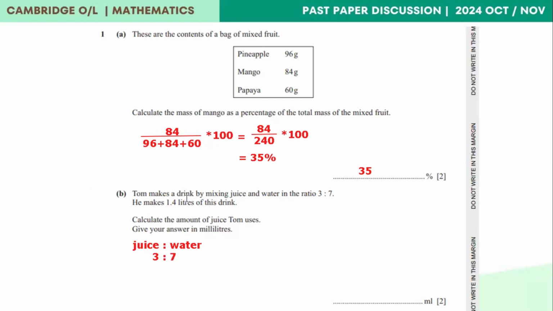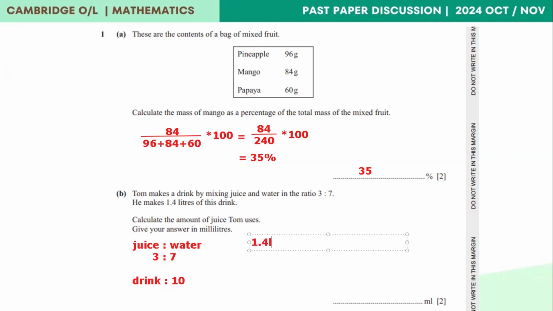They haven't given the volume of the juice or the water, but they have given us the volume of the entire drink. So the entire drink ratio would be 10. That is because the juice and water is split in a ratio of 3:7, so the total ratio is 3 plus 7, which is 10. Now we can use this ratio and the volume to find the amount of juice.